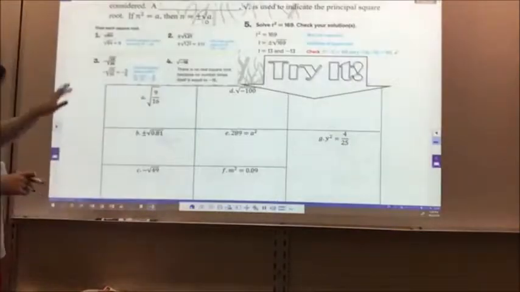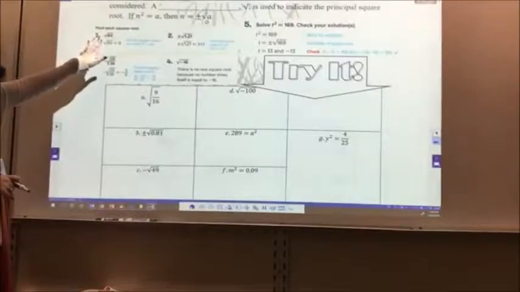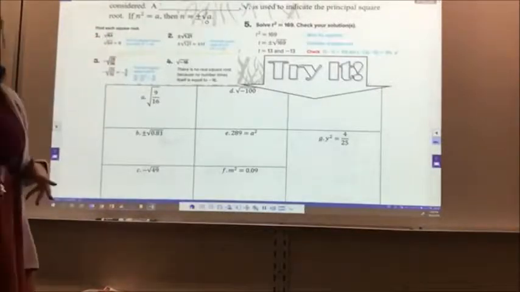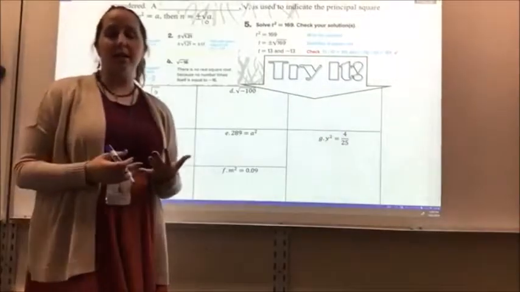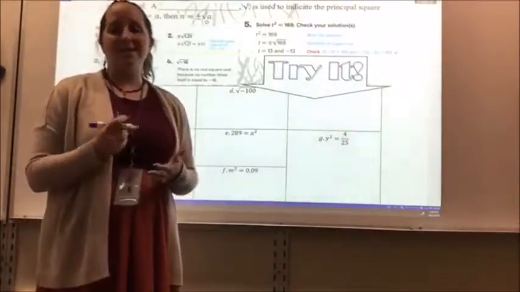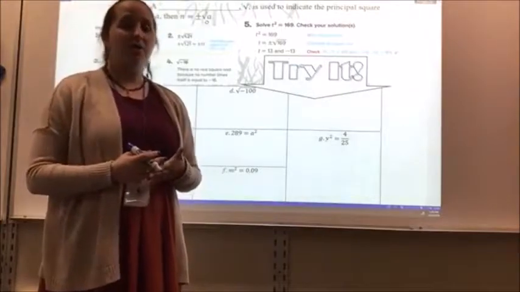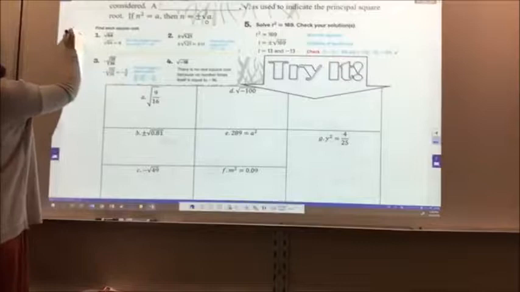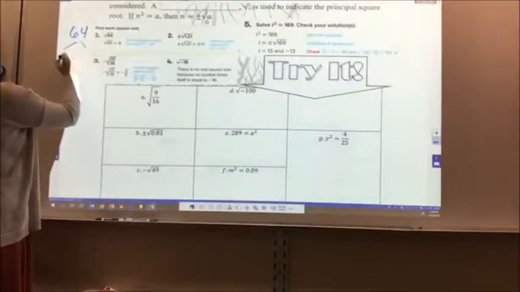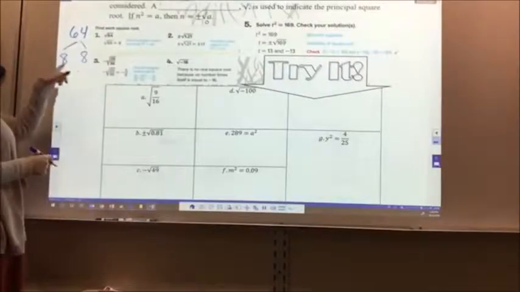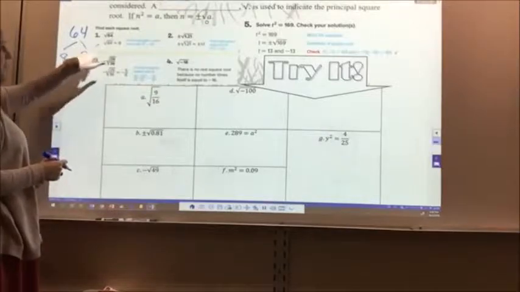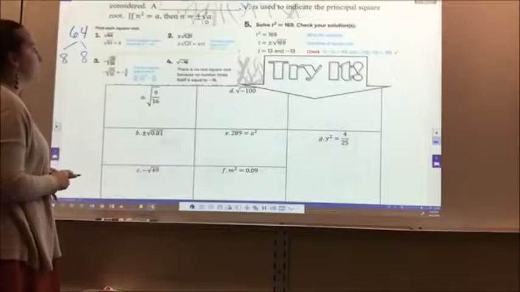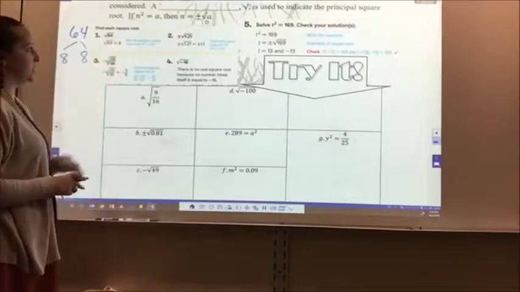The first example I have is number 1, the square root of 64, so I have to find each square root. I can ask myself, what times what gives me 64? And it has to be the same factor. If I do a factor tree for 64, I know that 8 times 8 is 64. Because they're the same factor, the square root of 64 gives me 8. 8 squared gives me 64, so the square root of 64 is 8.